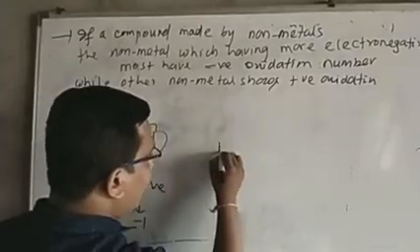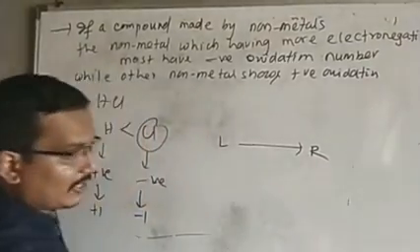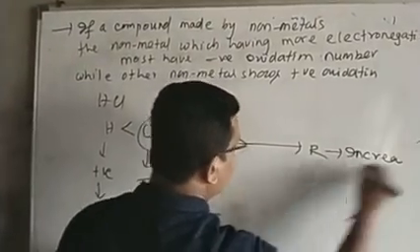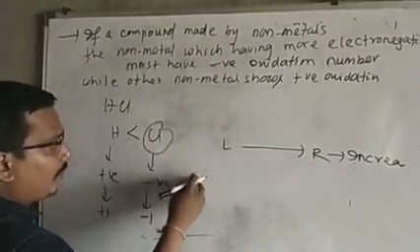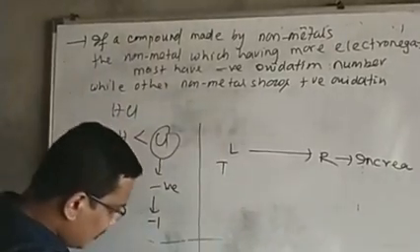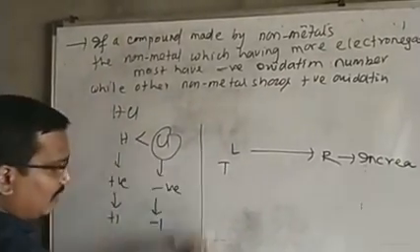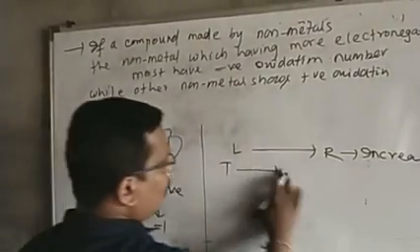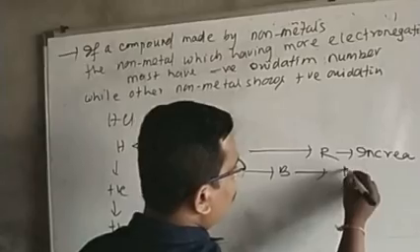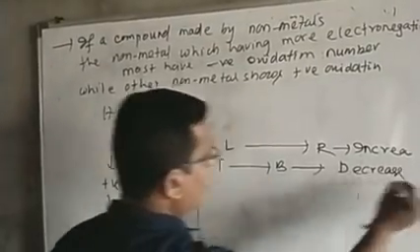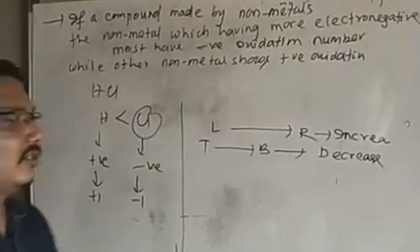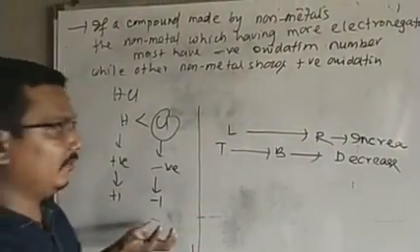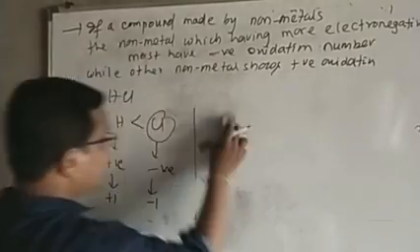If you want to go left to right of the periodic table, electronegativity increases. If you want to go from top to bottom, electronegativity decreases. Remember this point. As a result, it is very easy to find out which has more electronegativity and which has less.